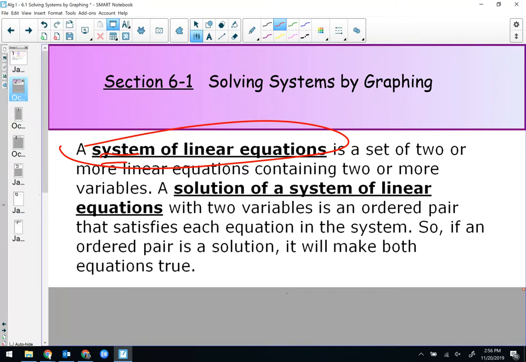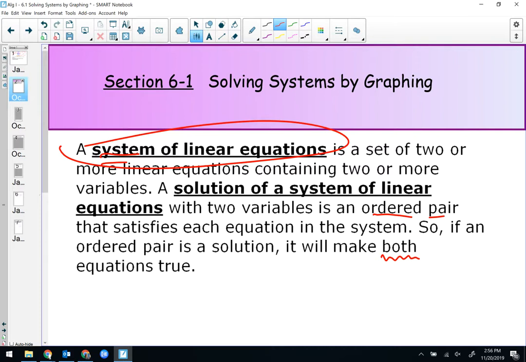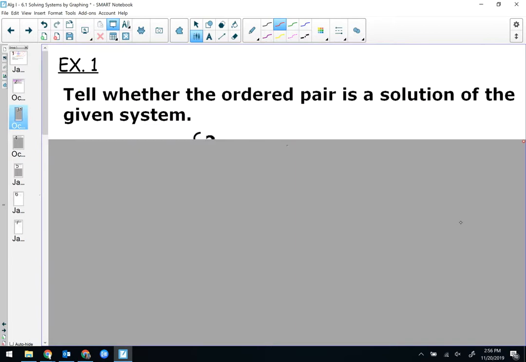So what is the solution to a system of linear equations? Well, the solution is the ordered pair, please go ahead and underline that, the ordered pair that satisfies each equation in the system. So if an ordered pair is a solution, it will make both equations true. Underline that one as well. It's got to work for both equations, not just one of them, but both. This is basically how you check an answer.